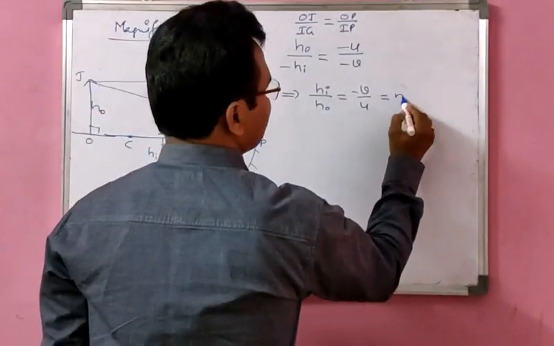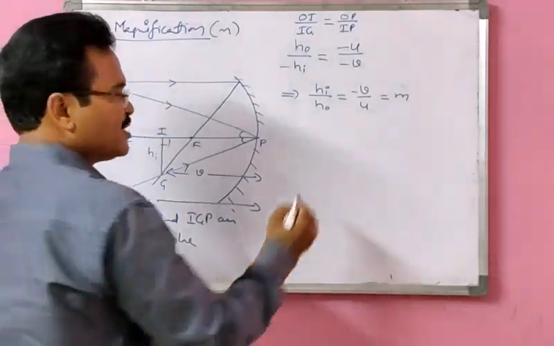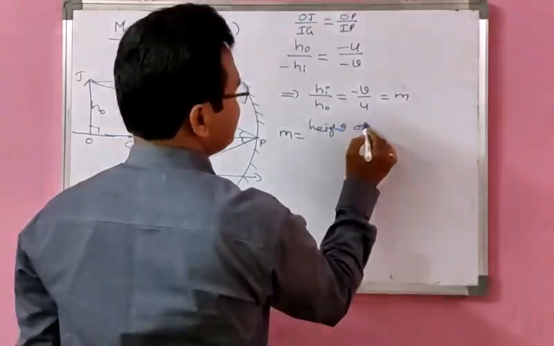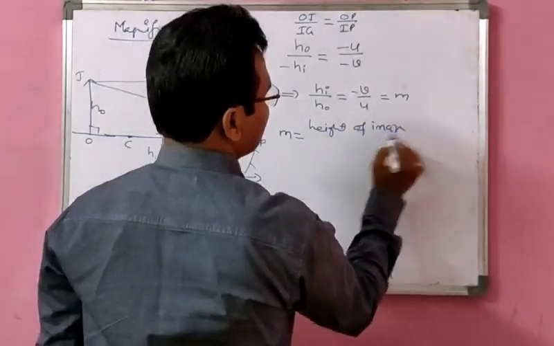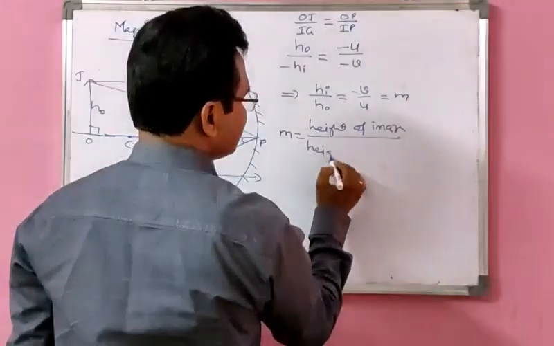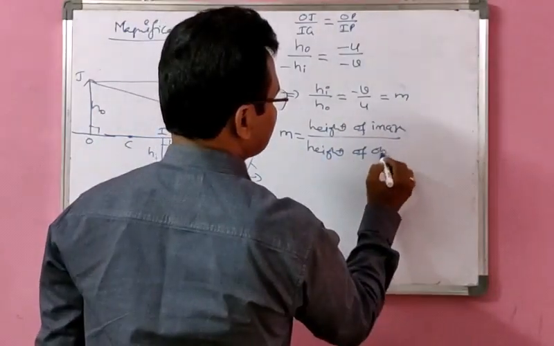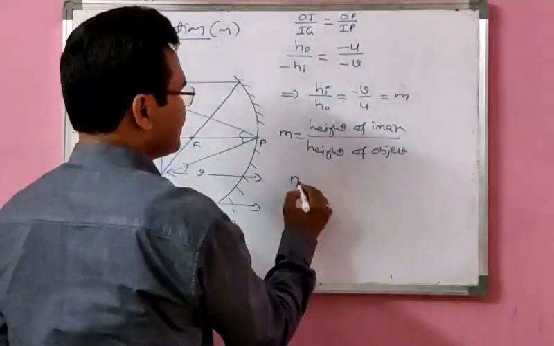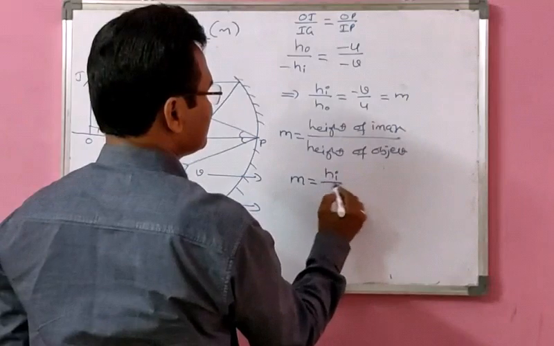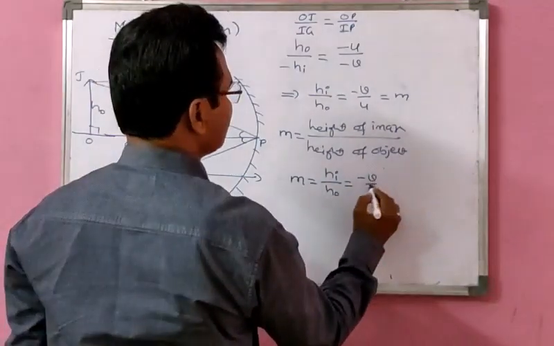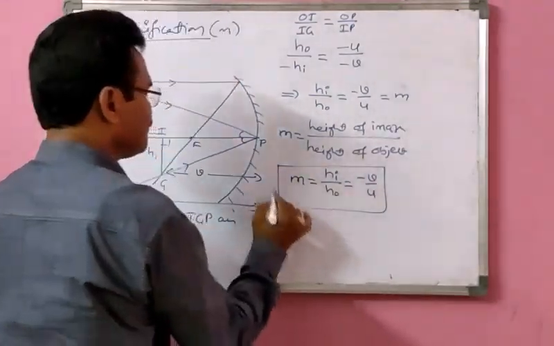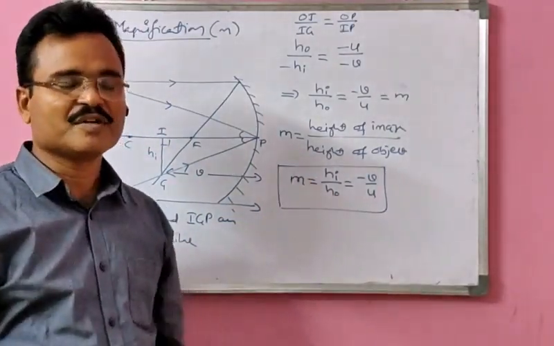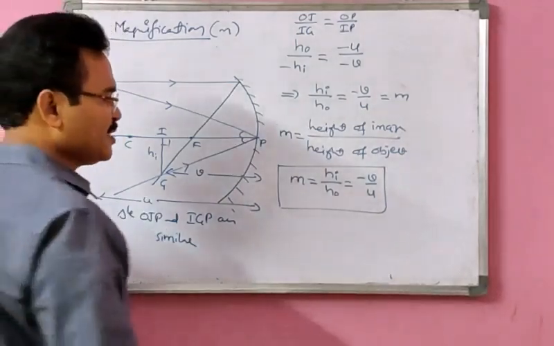This is called the magnification, M. So what is the definition of M? M equals height of image by height of object. How do you find this one? This is the formula. M equals, as per definition, HI by H naught, which equals minus V by U. So how do you get this M value in terms of F and V? That also we can get here.